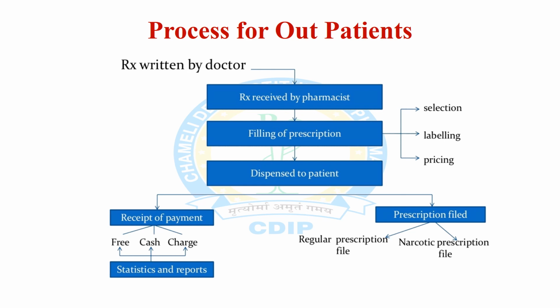Now, what is the process for outpatients? When a prescription is written by a doctor, it is received by the pharmacist, and the pharmacist will fill the prescription in terms of selection, labeling and pricing. After that, they dispense it to the patient. Then, in terms of billing, receipt of payment will be in free cash or will be charged. Statistics and reports are recorded.